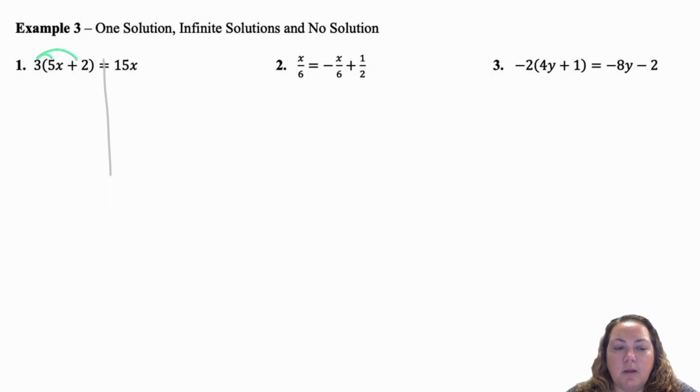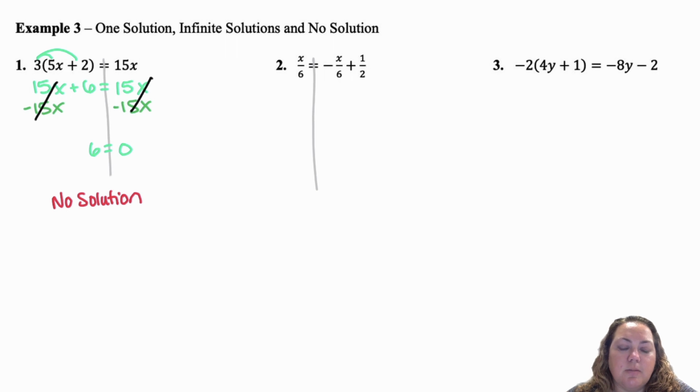So we distribute the 3. That's going to give us 3 times 5x is 15x. 3 times 2 is 6. Bring down the other 15x. I'm going to try to get x's on one side. I'm going to subtract 15x, and it cancels both sides. So I'm left with 6 equals 0, which is not a true statement, so this has no solution.